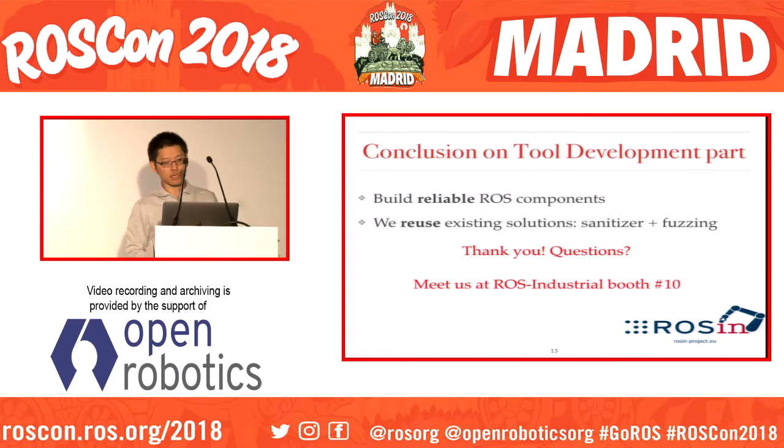Now, conclusion. We want to build reliable ROS components. What we do is we try to reuse existing solutions from academia. One is the sanitizer. Another one is fuzzing technology.